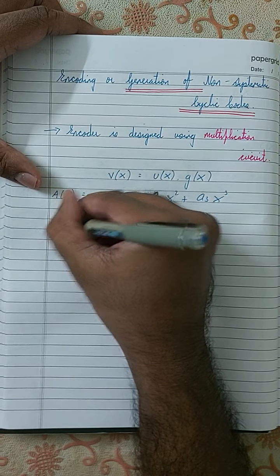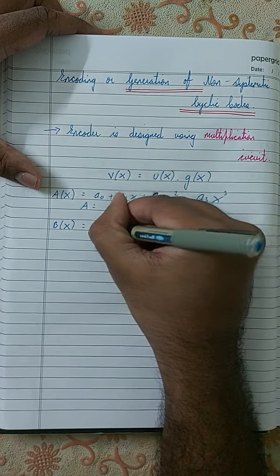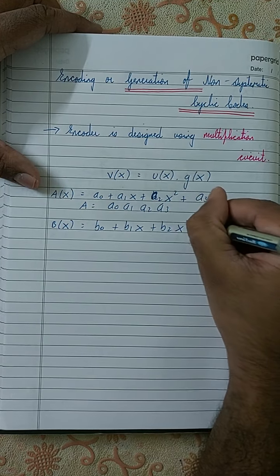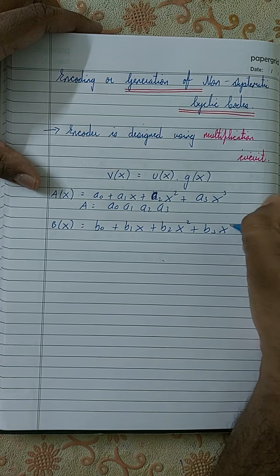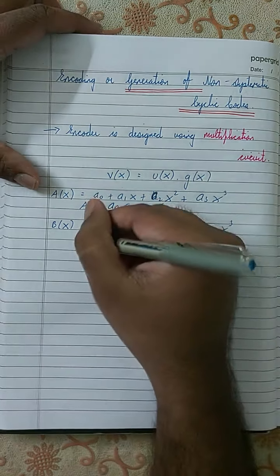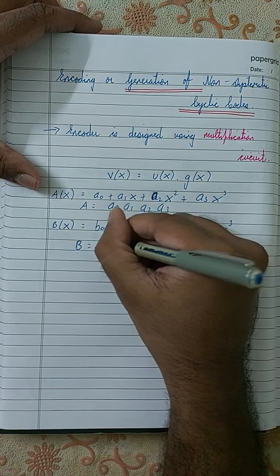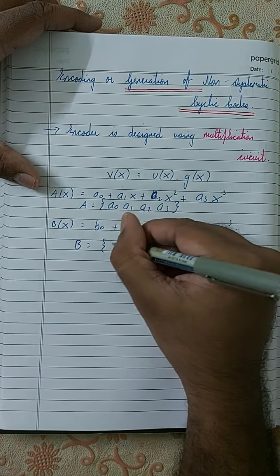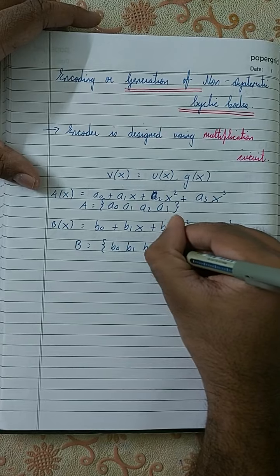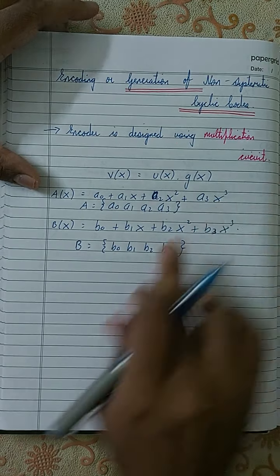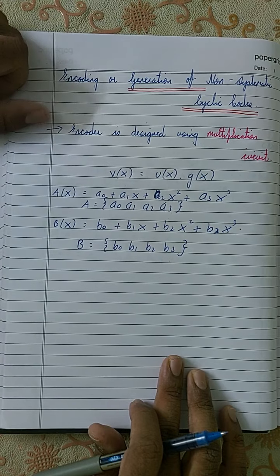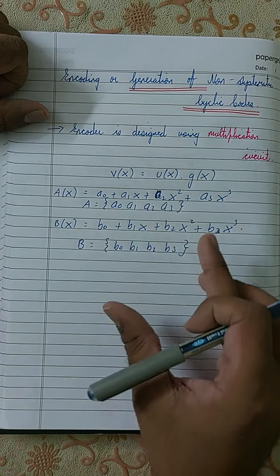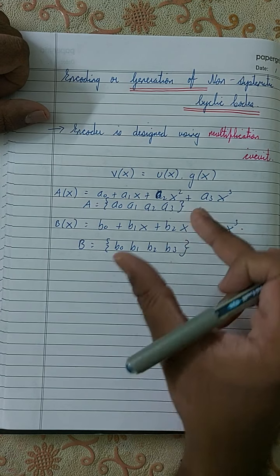In the same way, let me take another polynomial, b of x, which I'm going to represent as b0 plus b1 x plus b2 x square plus b3 x cube. When I represent it in terms of a matrix, let me put a curly bracket over here just to show it is a set: b0, b1, b2, b3. This is the matrix of b. This is how you represent this polynomial. The reason I'm writing like this is because you need to understand how it is represented.